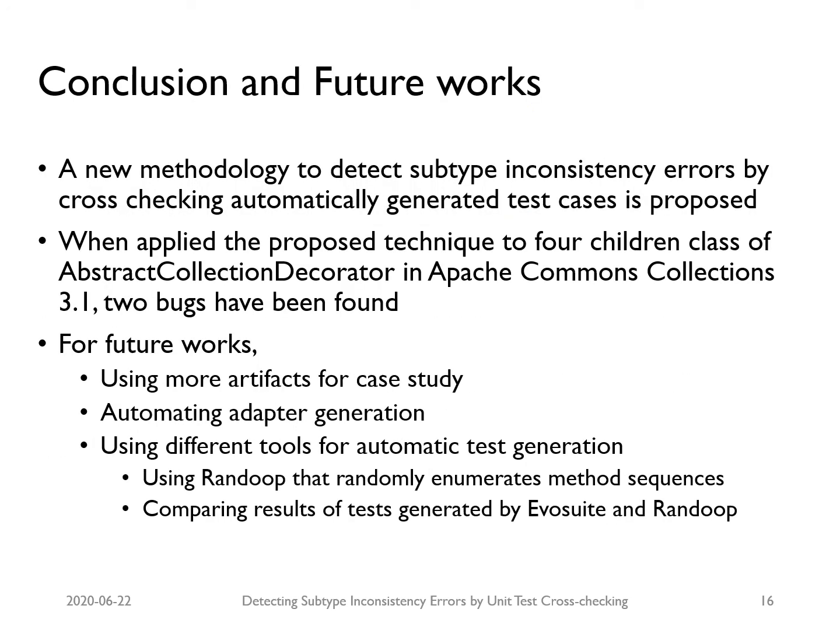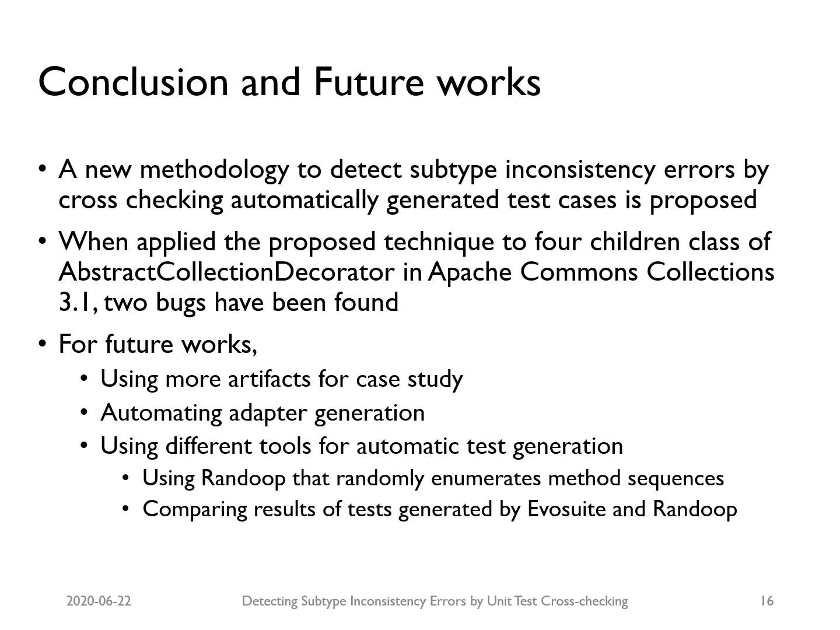To summarize the talk, we have suggested a technique that uses the commonness of children classes to detect inconsistency errors, and the technique was applied to children classes of the open source project Apache Commons Collections, and we found 2 types of bugs. And as an extension of the research, the technique will be applied to more artifacts to validate its effectiveness, and the adapter, which is written by a developer in the current version of the technique, will be generated automatically to increase the utility of the technique.